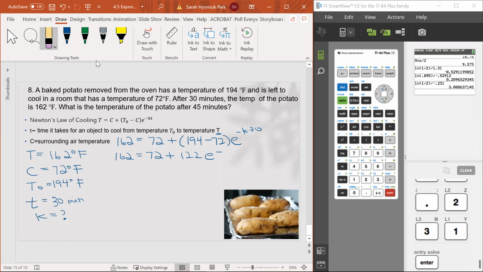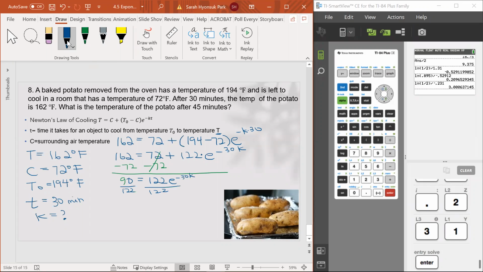So here, a lot of students think we need to add the 72 and 122 together. You can't do that because it's like adding 72 plus 122x. You can't combine them, right? They're not like terms. So what we need to do first is get e isolated. So we're going to subtract 72 from both sides. And 162 minus 72 gives us 90, equals 122e to the negative 30k.